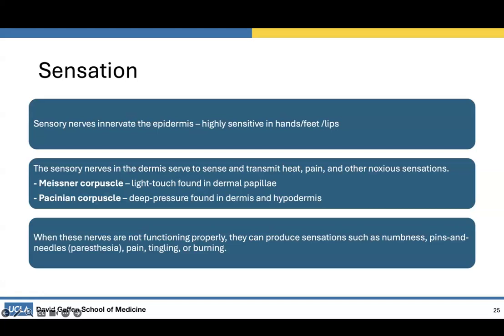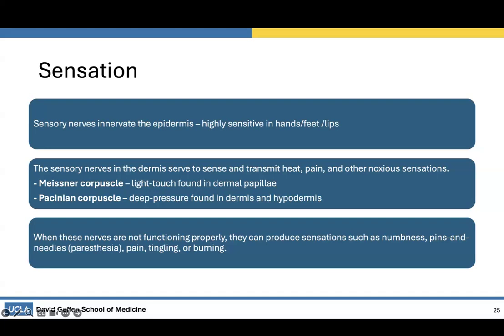The last function we'll review is sensation. Sensory nerves in the dermis innervate the epidermis, which is highly sensitive in the hands, feet, and the lips. These nerves detect touch, pressure, pain, and temperature. The two types of sensory nerves are known as the Meissner corpuscle and the Pacinian corpuscle. These are both considered mechanoreceptors that detect different types of touch and vibrations.